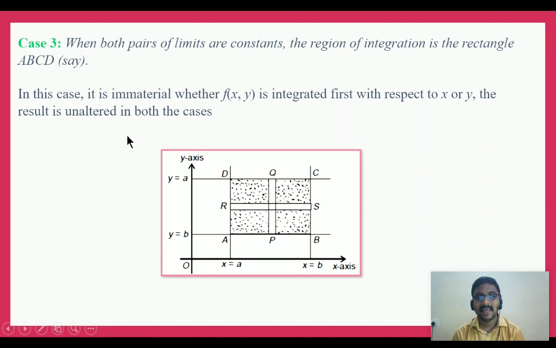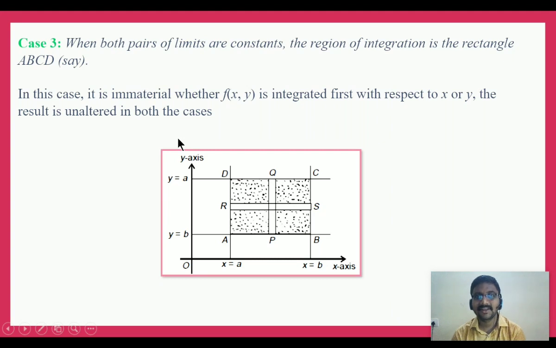It is the region. In this case, the order is immaterial. Whether f(x,y) is integrated first with respect to x or y, the result is unaltered in both cases. So here we can apply the integration first with respect to y and then x, or first with respect to x and then y. In both cases we will get the same result. If all the limits of a double integral are constants, then the order of integration is immaterial, provided the limits are changed accordingly, and the reason is nothing but a rectangle, because all the limits are constants.